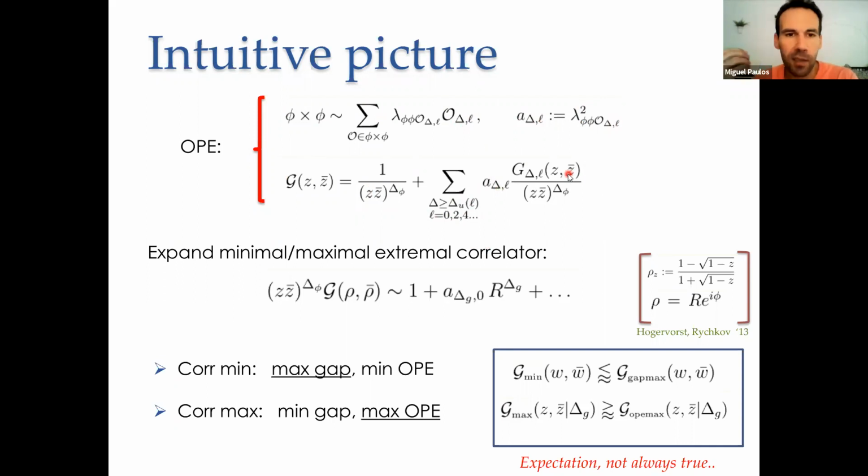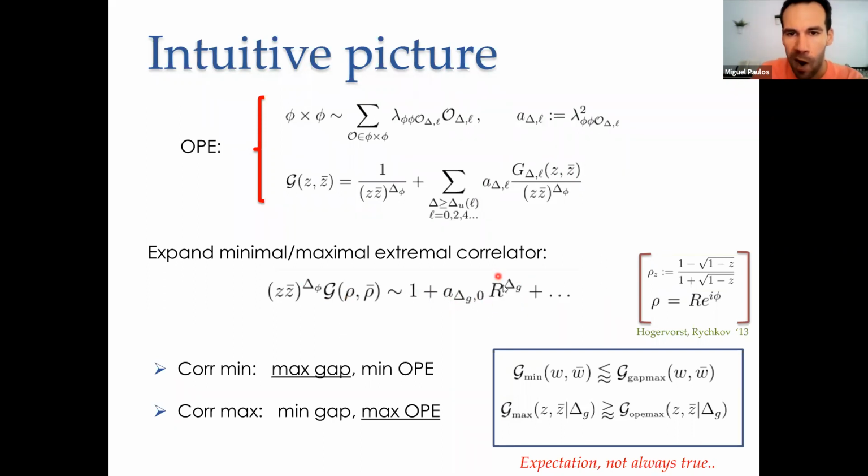Now let us think of what the OPE looks like for one of these minimal or maximal extremal correlators. Since these correlators are extremal, so they saturate some bound, we expect their spectrum to be sparse. So when you look at the OPE, you'll see well separated operators, and this is why this expansion makes sense. In particular, we can think of approximating these correlators by their leading contributions, which are the identity and the first operator, which here for simplicity I'm assuming to be a scalar.